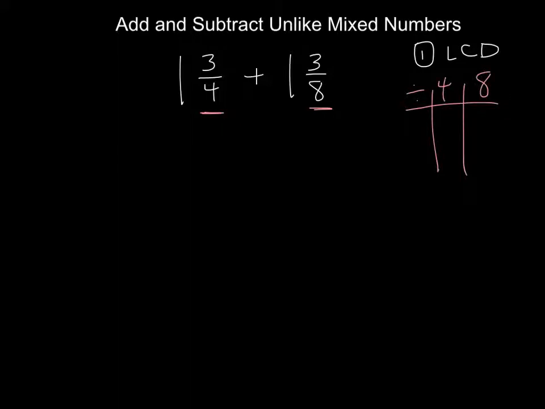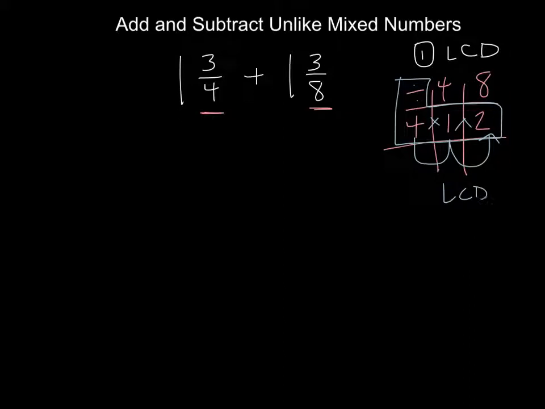4 and 8 are both even. They can be divided by 2. They can also both be divided by 4. 4 divided by 4 is 1. 8 divided by 4 is 2. 1 is there, and 1 and 2 are consecutive numbers, so I know I can stop and make my L. 4 times 1 is 4. 4 times 2 is 8. So the LCD is 8.